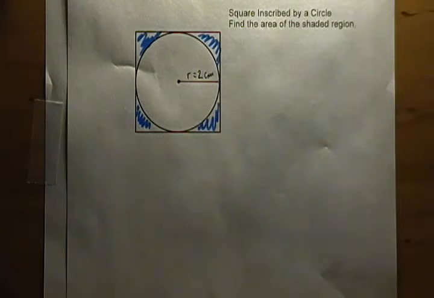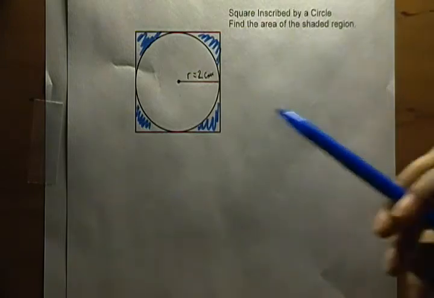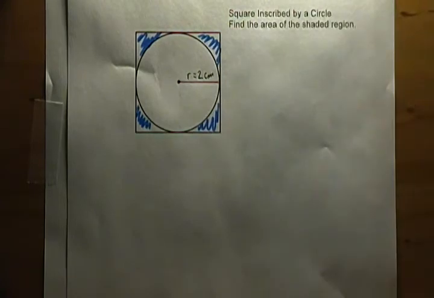So, this is a review for the quiz. We have a square inscribed by a circle. We have to find the area of the shaded region. We already know that the radius is 2 centimeters.